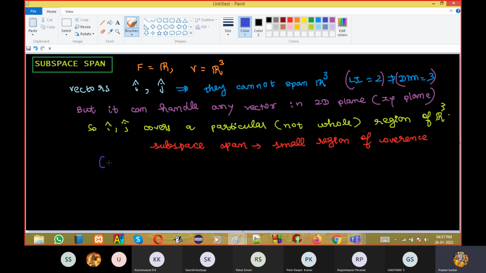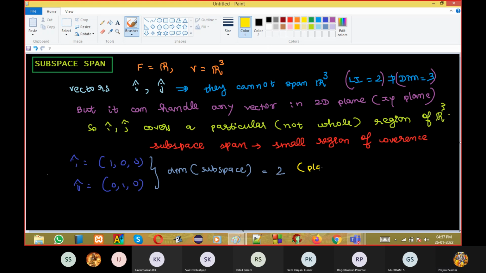If you observe carefully, suppose I'm taking the vectors as 1, 0, 0, that is i cap, and j as 0, 1, 0. What is the dimension of this now? This I can take as a subspace, right? The dimension will be 2, correct? Because there are two independent vectors, and I can say that it's a plane. So I can say that this region covered by only i and j is the subspace span. So I can say the xy plane is the subspace span of i, j in R cube.